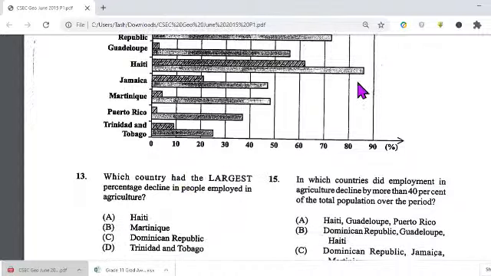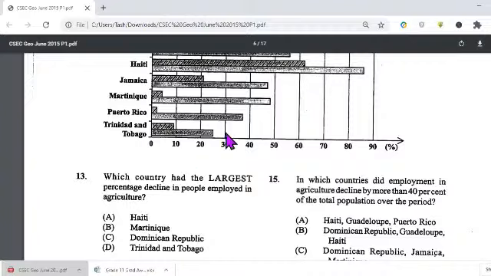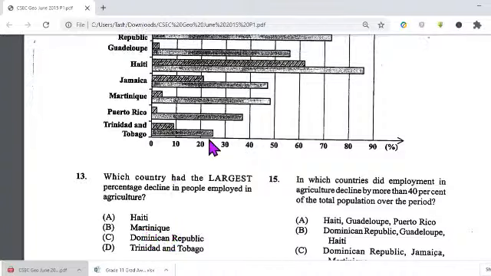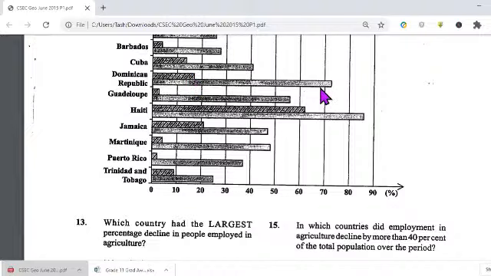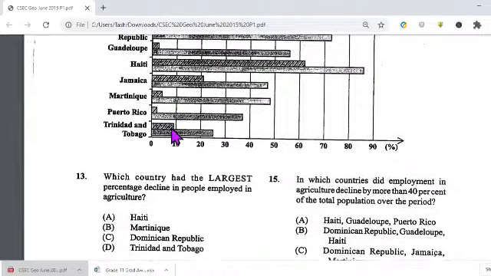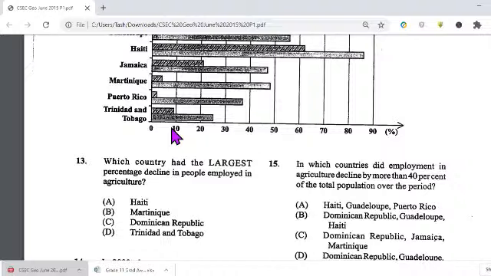So they gave us Haiti, which is between here and here. They gave us Martinique here and here. So Martinique is say 48, not a lot. And then we have Dominican Republic and Trinidad and Tobago. So Trinidad is not a large decline either. Dominican Republic, a lot larger. So our answer for 13 would have been letter C, which is Dominican Republic with the largest decline.